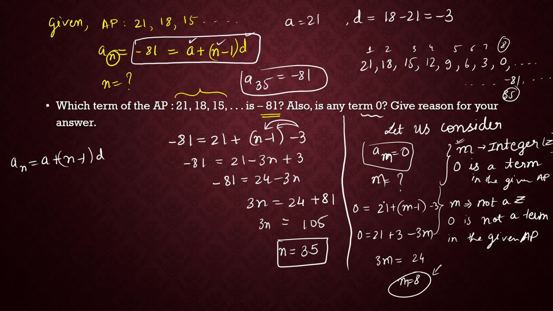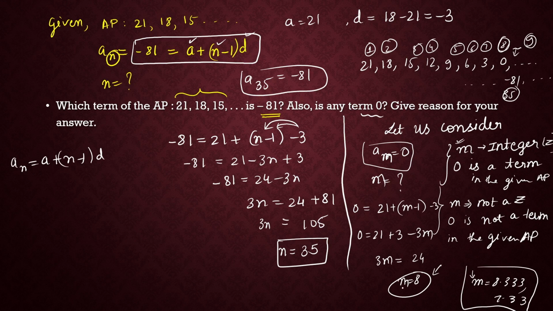Now imagine if I got the value of m as somewhere around 8.33333, or I got 7.333. See, if you observe in this, the values are all integers only. There are no decimal numbers here, right? After 8, it's going to be the ninth position. In between, the positions are not defined. So this shows us that the 0 will not exist. If it's an integer, then it shows that the 0 exists. So the reason for the answer, I've explained it to you.